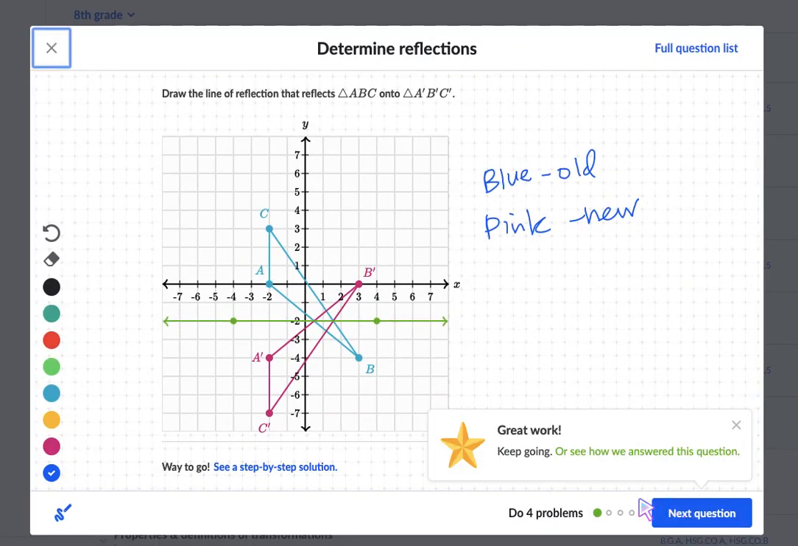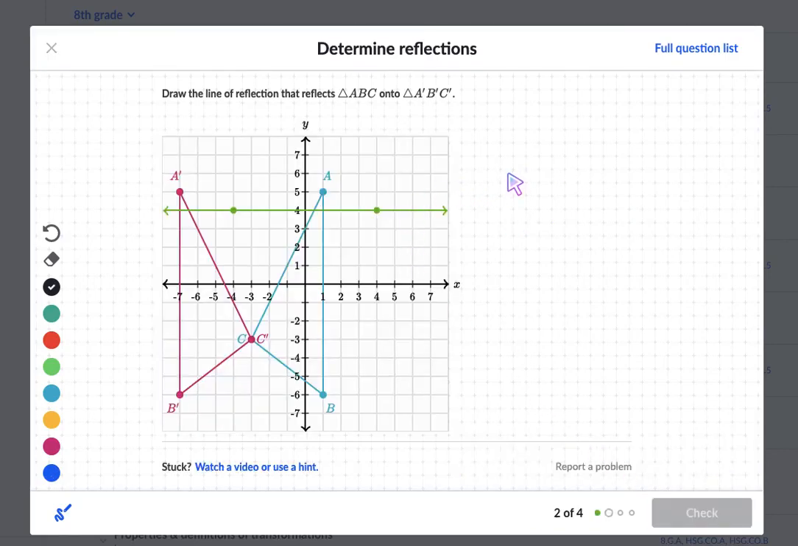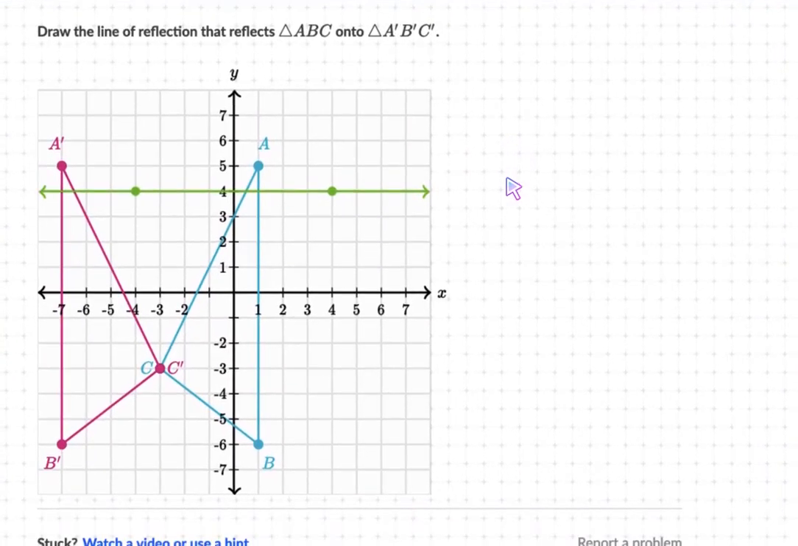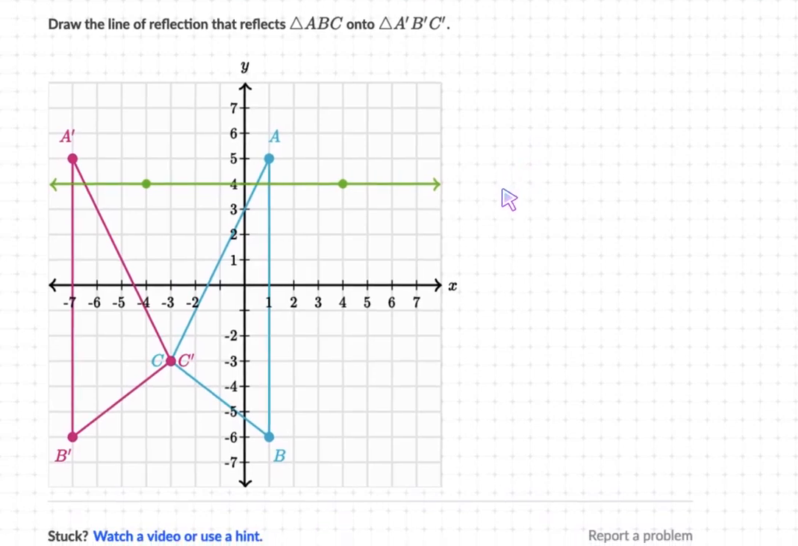Okay, so for these problems, you're basically going backwards and you're trying to figure out where that line of reflection, that mirror, was. Let's try one last one. Okay, so again, we have to draw the line of reflection that reflects triangle ABC onto triangle A prime, B prime, C prime. Pause your video and try it on your own first.